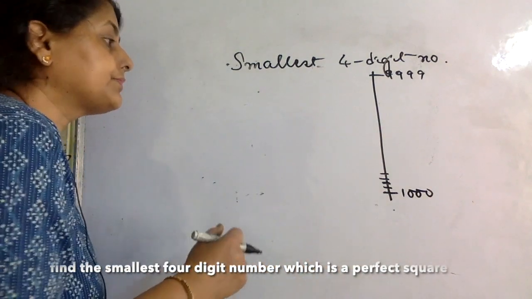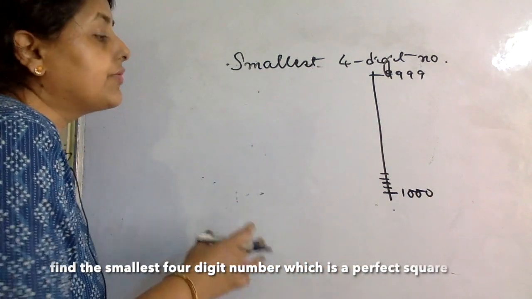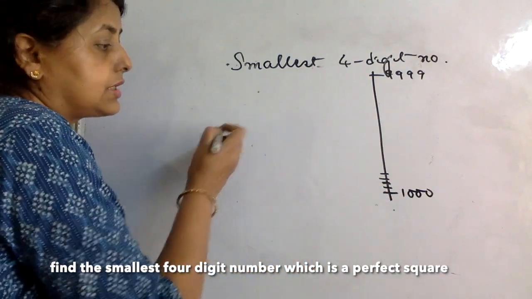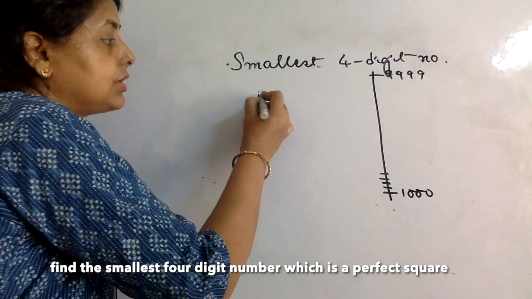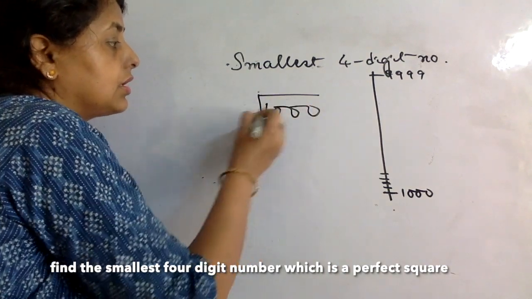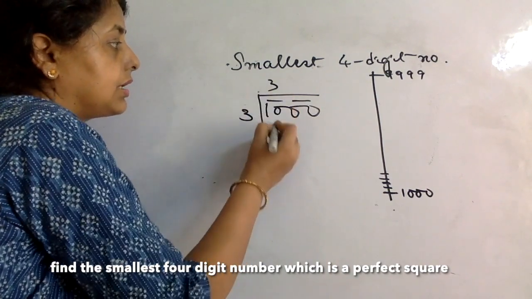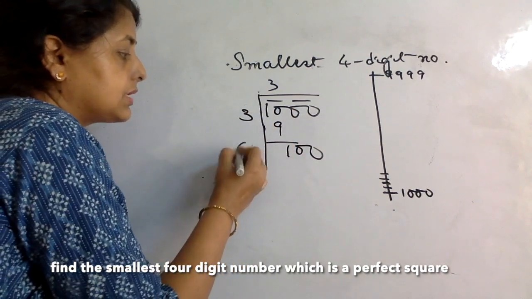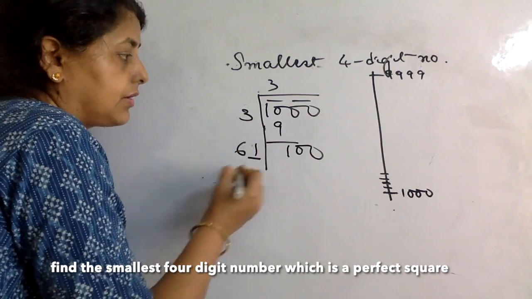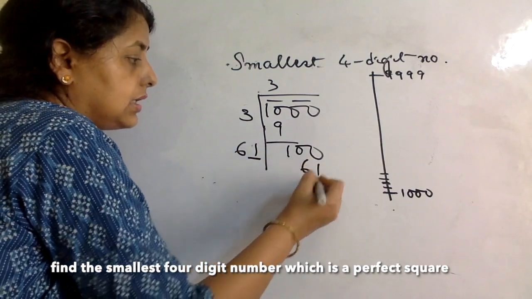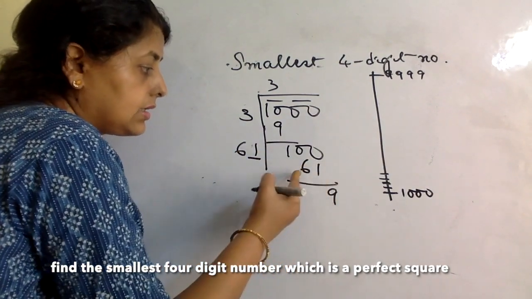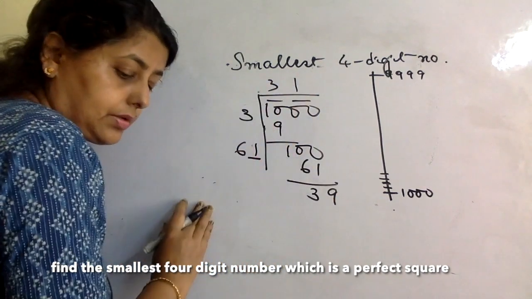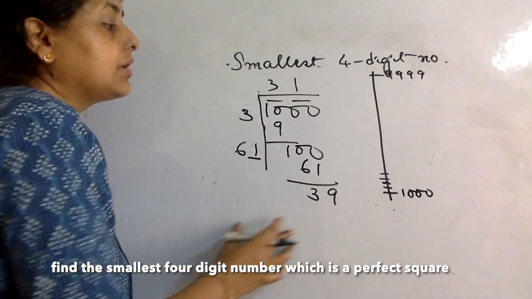Now what to do? So we shall be doing the square root of this, okay. If we do the square root of 1000, pair it 3, 3, 9 and 1 and 100, make it a 6 and 1, okay. 61, this is a 9 and this is 3, here you put the 1, okay. So you get a remainder of 39.